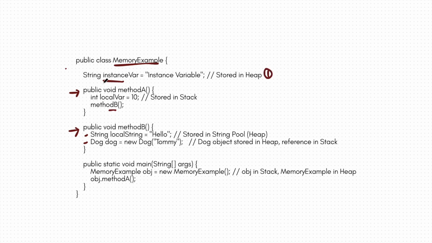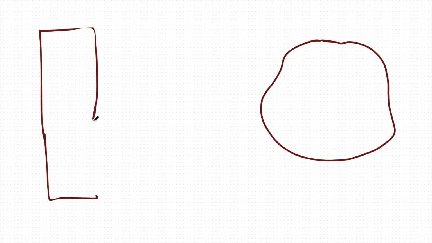Okay, what does line number 1 say? It says that we have a string. The name of the string is instance variable, and the string is defined as "instance variable". So what will happen? Let's create our two memories first of all. We have our heap memory here, and this is our stack memory. I'm creating two types of memory, and we will push everything one by one.